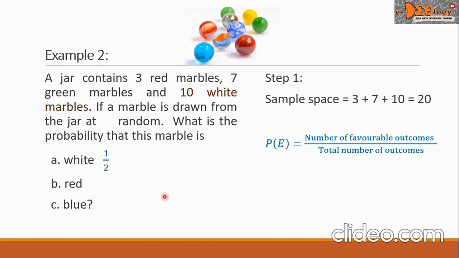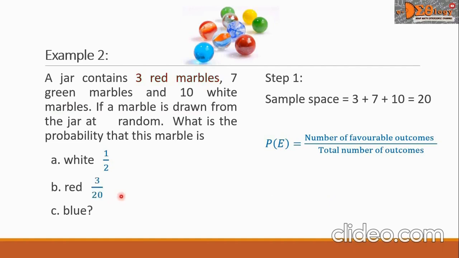Let us proceed with problem B to get the probability of getting a red marble. So we write P of red. This is equal to 3 because there are 3 red marbles all over the total number of outcomes, which is 20. And this 3 over 20 is already in simplest form. So we will just copy this opposite letter B.